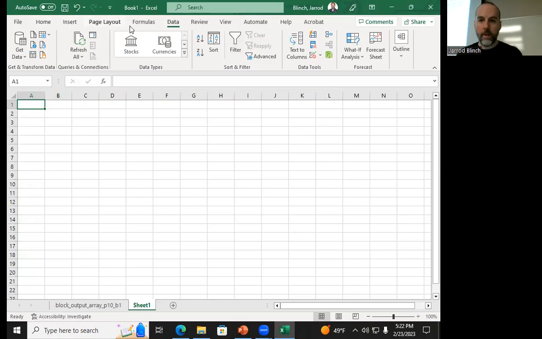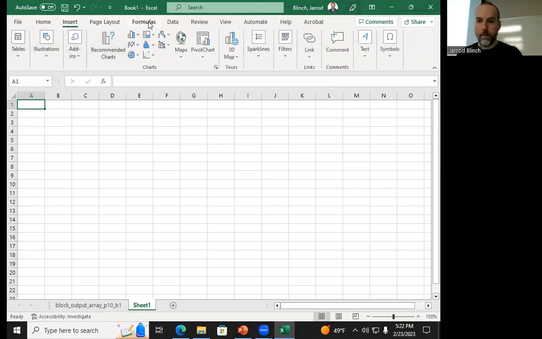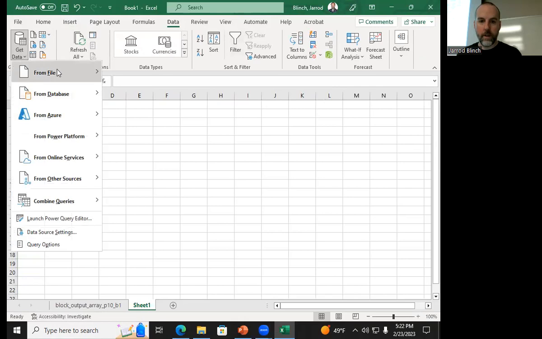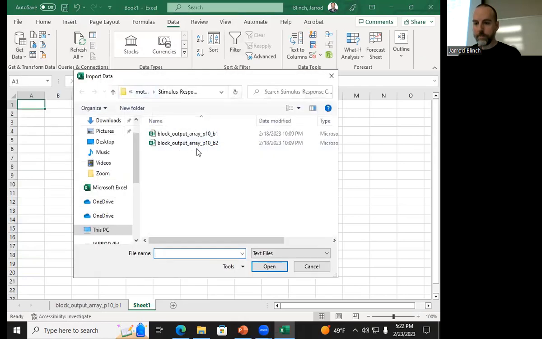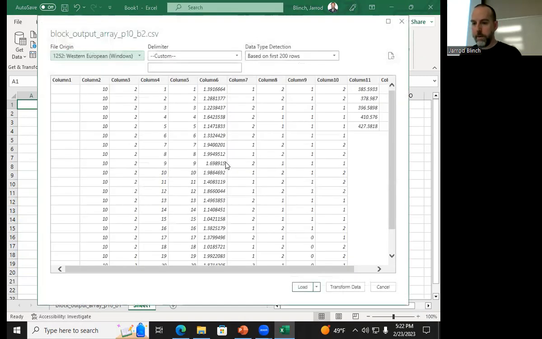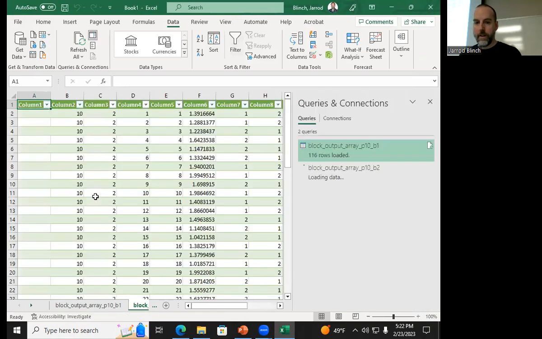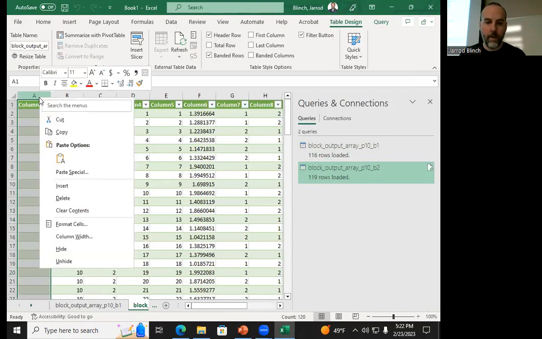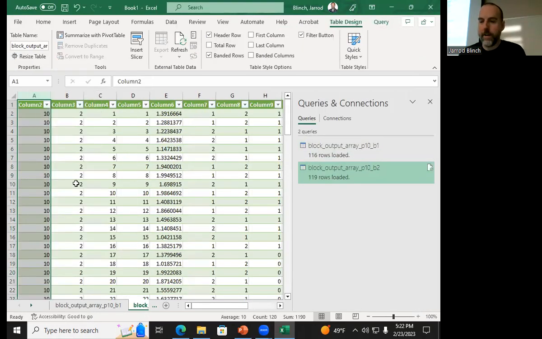Okay, let's see. We want data. We're going to get it from the file. So Disma 10 is me, block 2, contralateral. We'll import this. It always has an empty column, I don't know if there's something I could do in MATLAB so it doesn't, but get rid of it there. I won't worry about the headers.